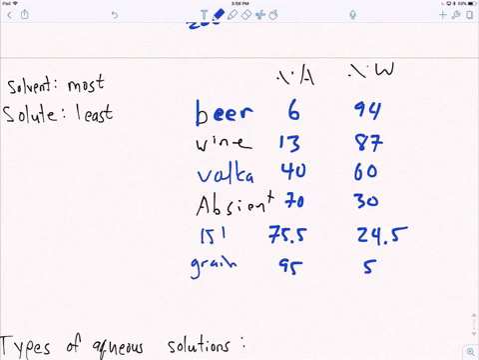Wine depends on the wine, but say 13% alcohol, 87% water. What is the solvent? Water. How about vodka? At 40% alcohol and 60% water. What is the solvent? Water. Still water.